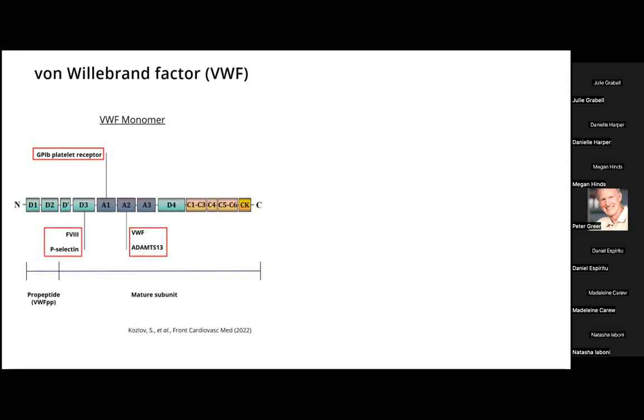VWF also complexes with factor 8 through interaction with its D3 domain, which prolongs the life of factor 8 in circulation. This factor is involved in the intrinsic coagulation pathway, and without VWF, it's susceptible to rapid degradation and is unable to get to the points of vascular damage in the system that it needs to. This domain is also thought to be where VWF is able to interact with P-selectin, which is a cell adhesion molecule that VWF can adhere to basically once it's released from the cells.